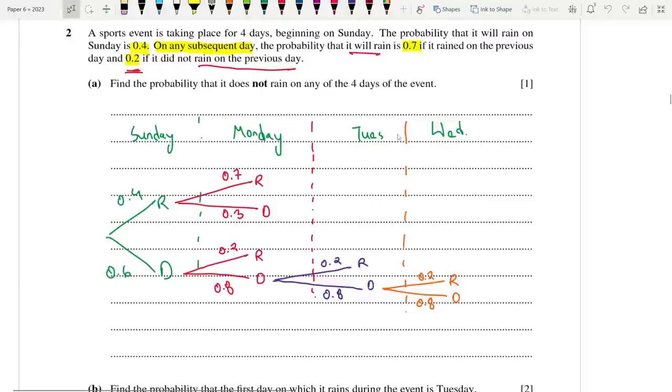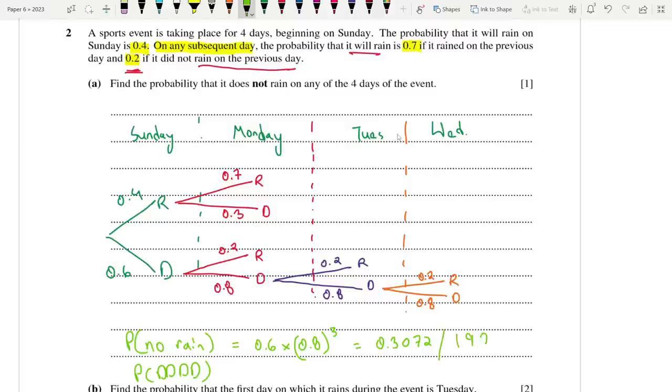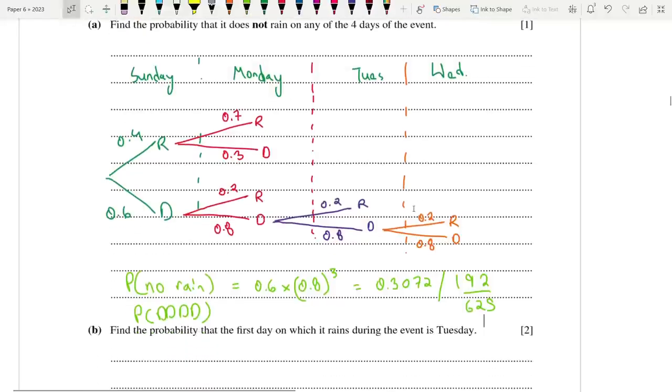Find the probability that it does not rain on any of the 4 days. So basically, probability of no rain on 4 days, or P D D D D, is equal to 0.6 times 0.8 times 0.8 times 0.8, which is 0.8 whole cube. This gives you a value of 0.3072, or you can keep the fraction 192 by 625. This is an exact answer, by the way, which is why we did not round it off.